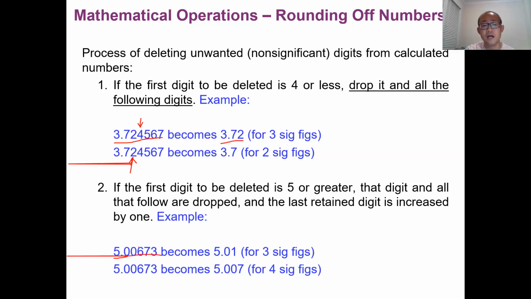Very similar: 5.00673. If I want 3 sig figs, 5.00. Remember, the zeros after decimals are significant. So I look at the fourth one because I need 3 sig figs. The fourth one is 6, so I round up. 5.00 becomes 5.01. Similarly, if I want 4 sig figs, I look at the fifth one, 7. 7 is greater than 5, so I round it up. So 5.006 becomes 5.007. This is how you round very simply by looking at the digit next to it. If it is 4 or less, drop. If it is 5 or greater, increase the digit in front of it by 1.